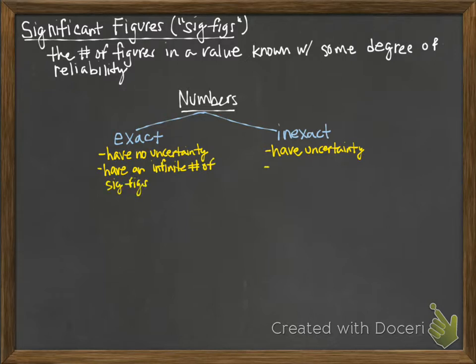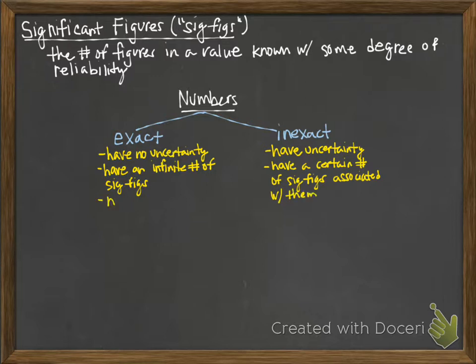For inexact numbers that have uncertainty, this is where we count the number of figures in a value that have reliability or certainty associated with them. So inexact numbers have a certain number of significant figures associated with them. And we're going to learn the rules to determine the number of Sig Figs for these in just a second.